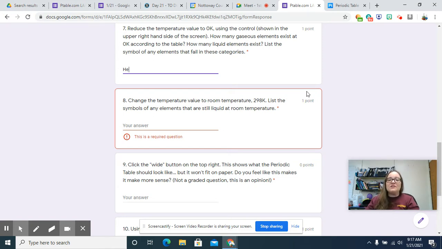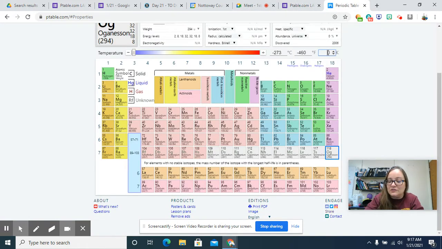All right, now it says to change the temperature value to room temperature, which is 298 K, and then list any elements that are still liquid at room temperature. Oh, wait, not 2980, just 298. All right, and there we were for half a second. It showed us we had bromine, francium, and mercury are the only ones that are still blue there. Do you see? Francium, mercury, bromine.